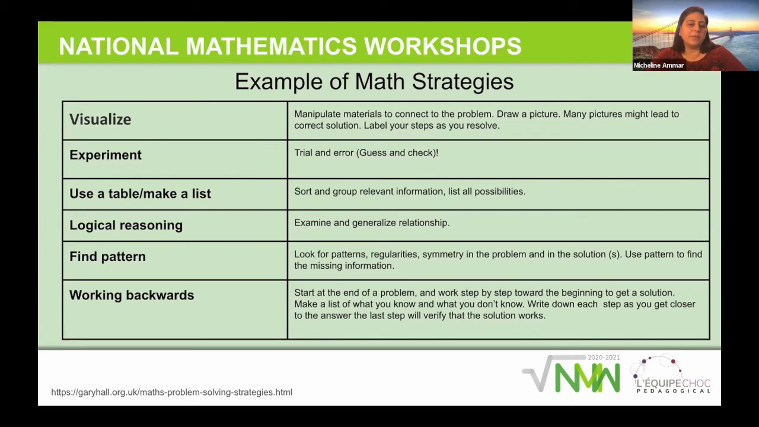Of course, the other ones like experiment, trial and error, use tables, make lists, logical reasoning, examining if there's a general relationship. Our brain is wonderful, it's lazy and looks for patterns and wants to connect things to things it already knows, so it doesn't do the effort of actually remembering new stuff. Of course, finding patterns. If you see that there's a continuous pattern within our math problem, then you could recognize that there's a connection, right? And also the famous working backward. If I give you a problem with a solution and I tell you, how did I get there? This whole backward thinking, right?